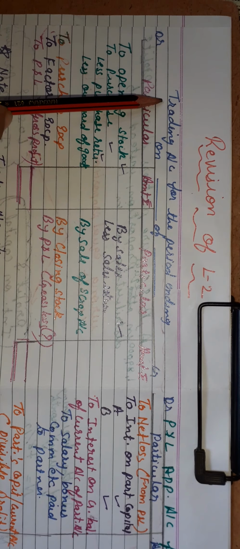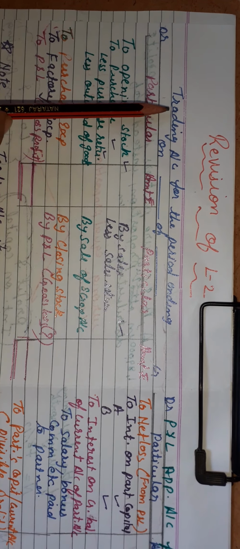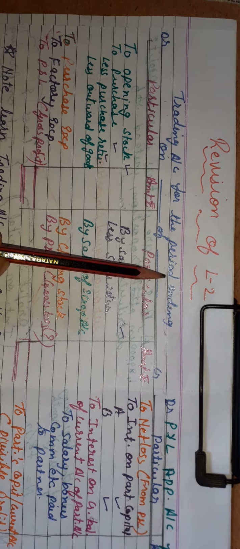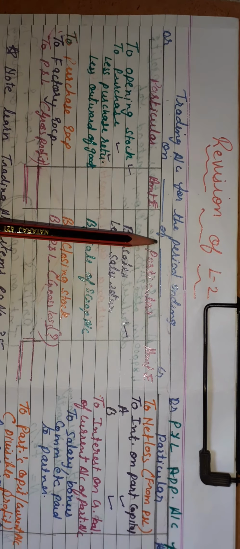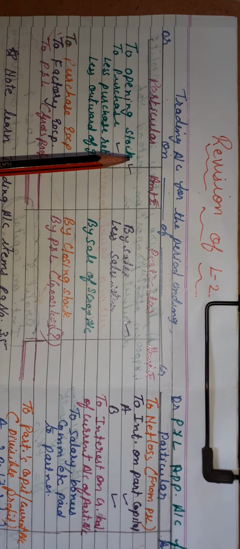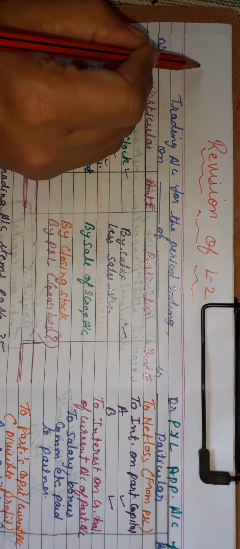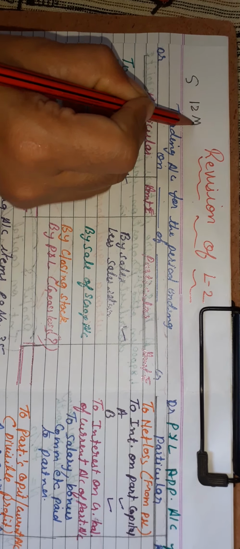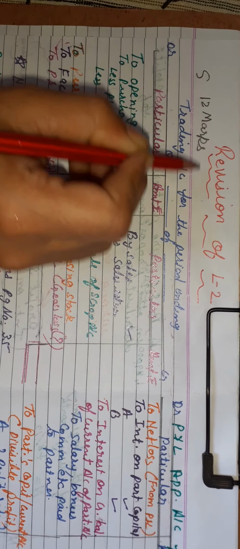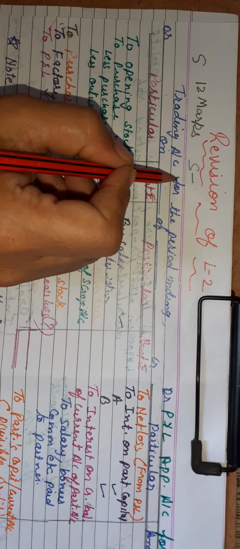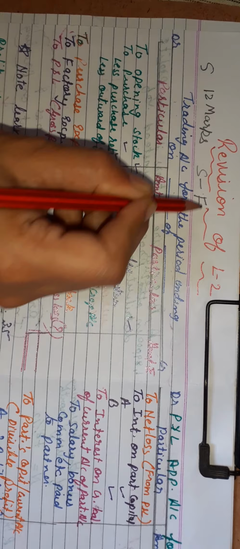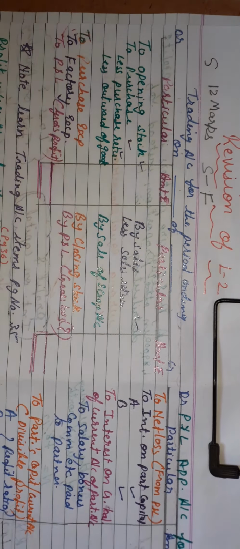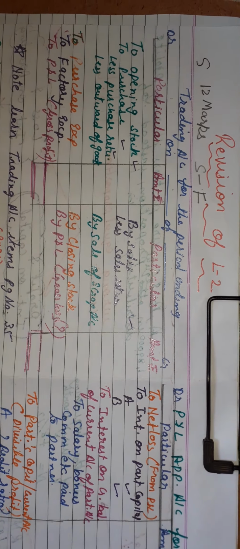So we are going to see how to make the format of trading account. Students, trading account for the period ending on dash of dash. Students, as we know, this lesson carries 12 marks. How many marks? 12 marks. And this question is asked in the section F. Clear? 12 marks question. So you have to make this account in that.